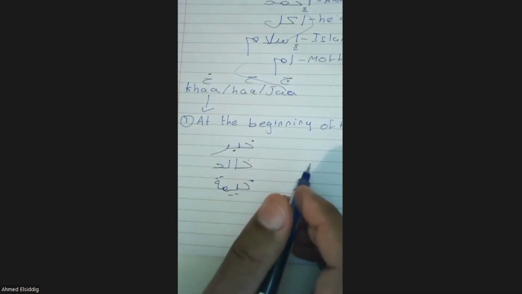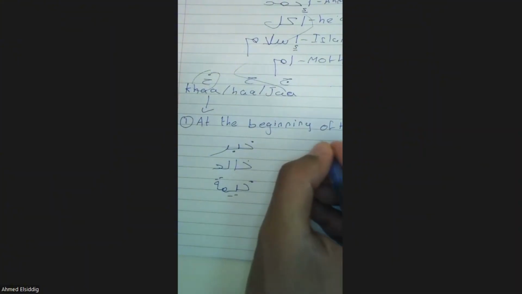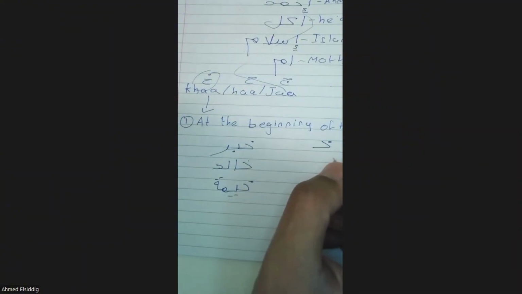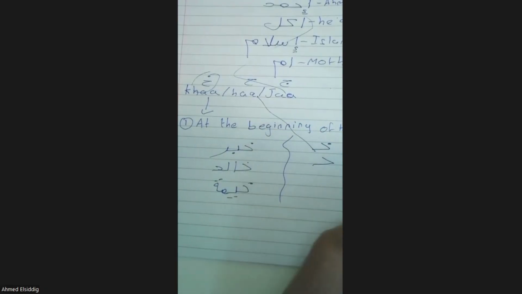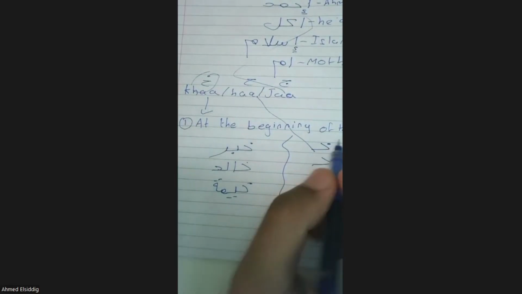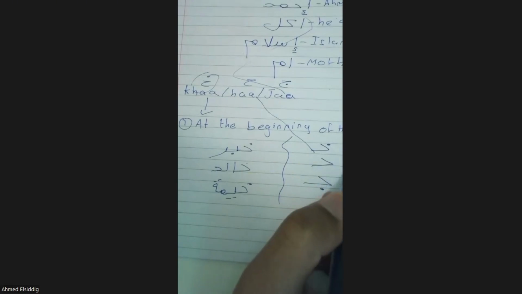You will see that the Kha that originally looks like this will change into a Kha that looks like this, right? If we were doing Ha, it will be a Ha that looks like this. If we were doing Ja, it will be a Ja that looks like this, right? So the dot is in the same place as on the bottom this time. That's literally what it means. This is an important one to learn. This is at the beginning of the word, and this looks like that.